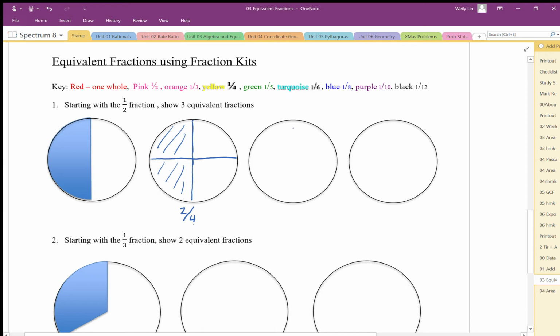I can do that same 1/2 fraction, and I can do it in groups of 3. Now, groups of 3 is a little bit harder to draw, okay, but we can do it in groups of 3. So in groups of 3, we can show that we have 3 parts, okay, and then 6 parts whole.